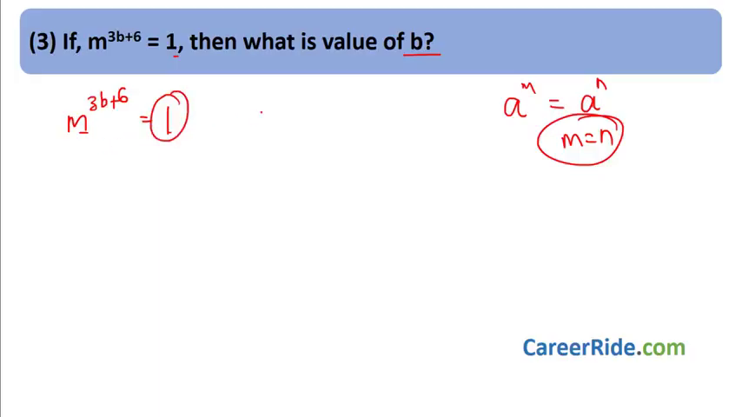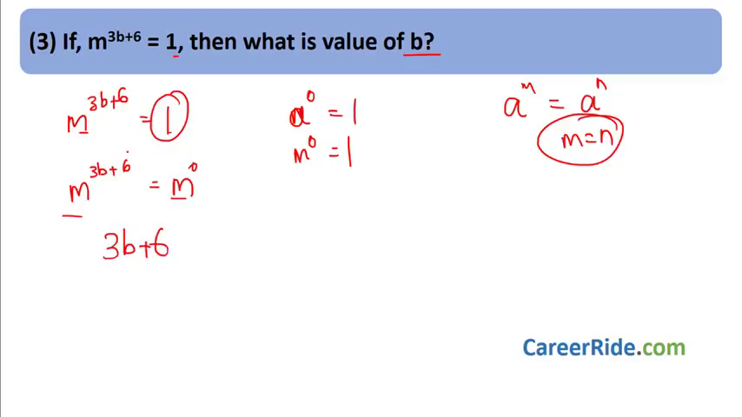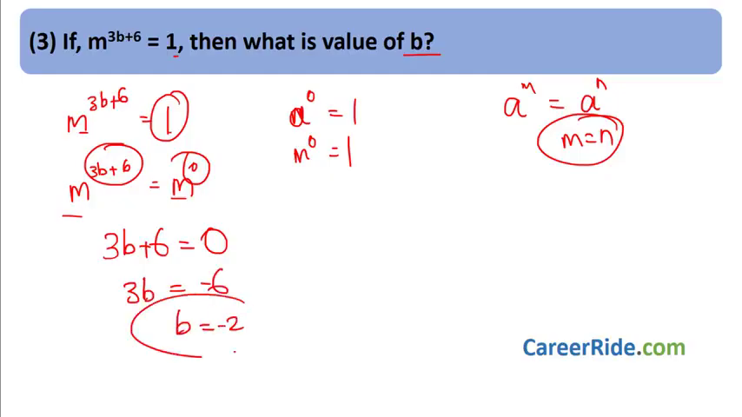Let us see. What have we learnt? A raised to 0 is nothing but 1, or anything raised to 0 is 1. So m raised to 0 will also be equal to 1. So m raised to 3b plus 6 would be nothing but 1, and 1 is m raised to 0. The base is the same, so compare the powers: 3b plus 6 is equal to 0. 3b equal to minus 6, b would be equal to minus 2.